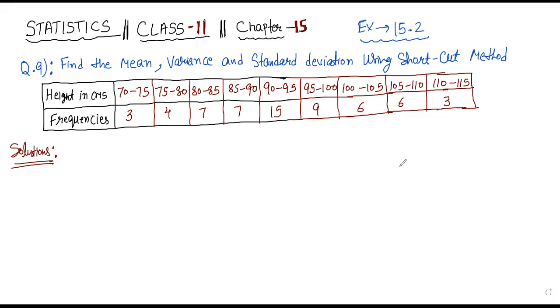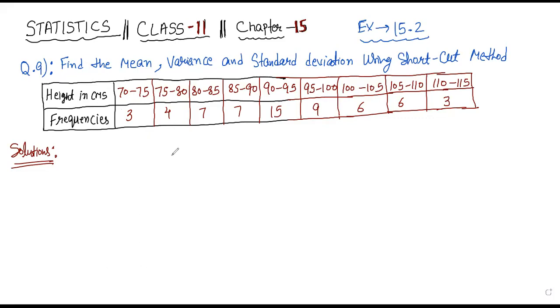Hello everyone. So today in the session we will discuss statistics, chapter 15, NCERT. Exercise 15.2, question number 9. Find the mean, variance and standard deviation using shortcut method. This is the data where height is in centimeters and here are the frequencies. We need to find the mean, variance and standard deviation using shortcut method. It is a very important question.